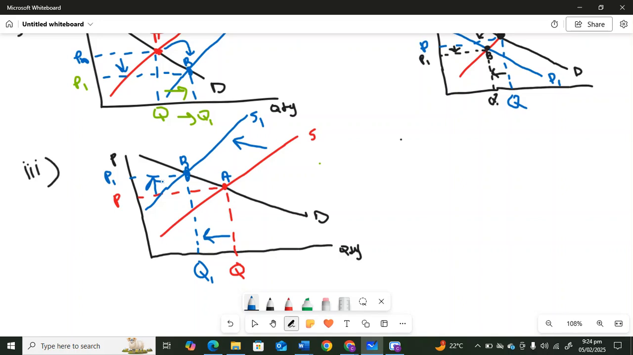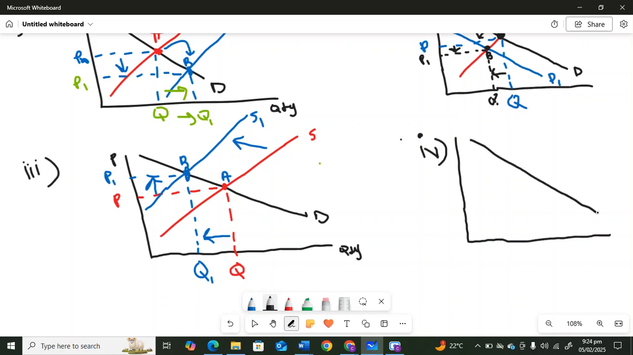Remember, one of the shifters of the supply curve is the cost of inputs, raw materials, and wages. Are we okay with this, colleagues? Any questions? Okay, wonderful.